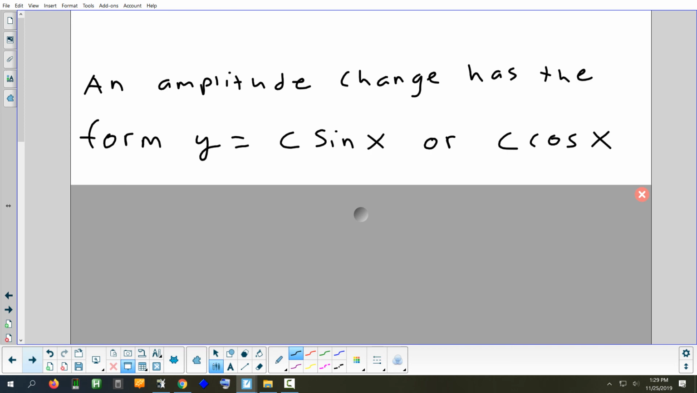So, amplitude. Amplitude change. Again, if you want to think of that in terms of the words we're used to using, vertical stretch. Any kind of stretch is when you multiply. Okay? Shifting is when you add or subtract. Stretching, multiply. Vertical, outside the function.